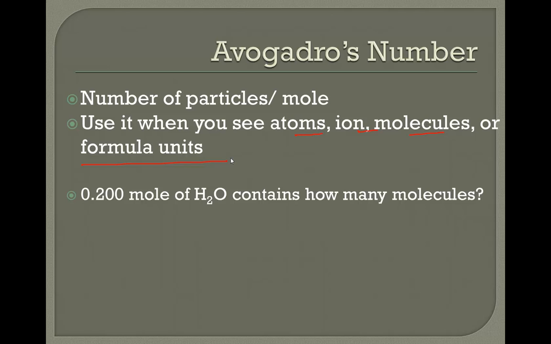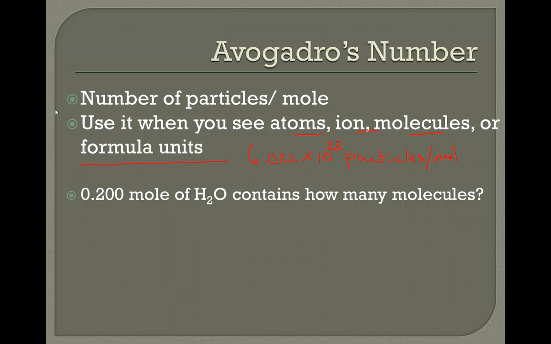Avogadro's number is 6.022 times 10 to the 23rd particles per mole. It's a generic word, particle, and that's because it can mean any one of those four things. Alright, so 0.2 moles of H2O.